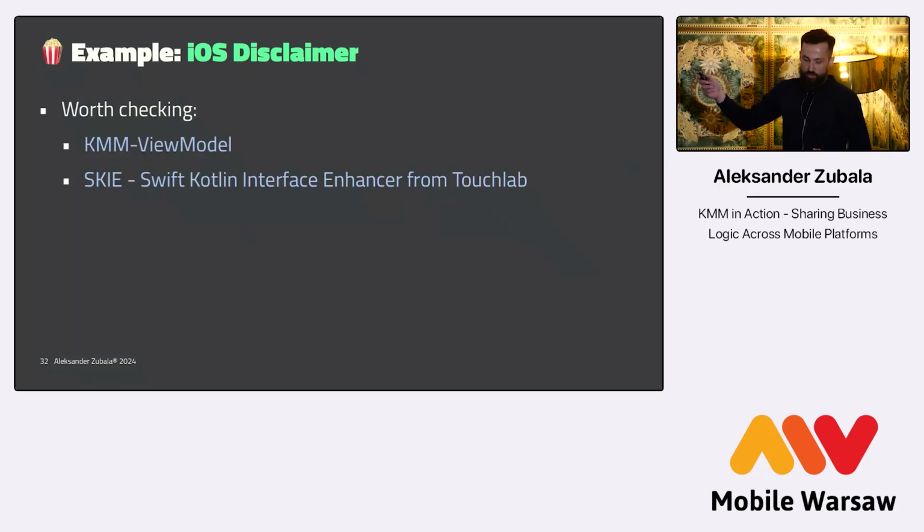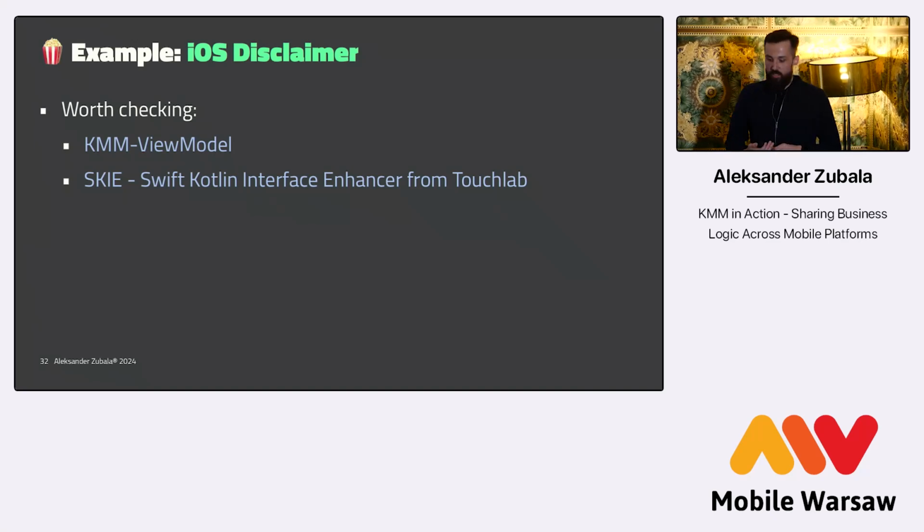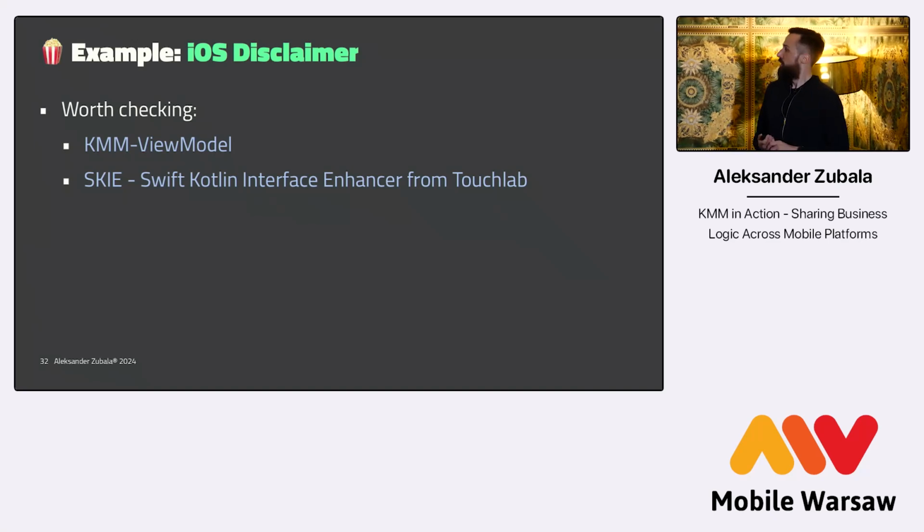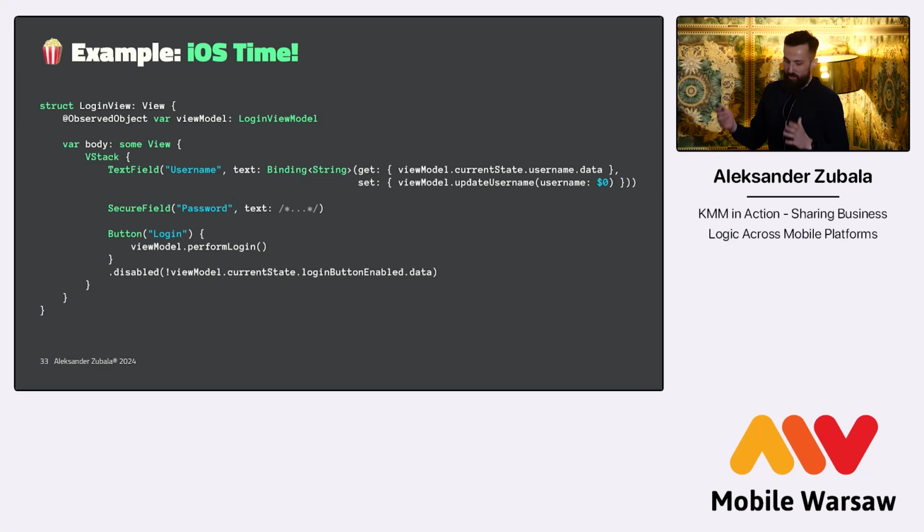I also recommend these two tools. One is for making the view models observable out of the box, so you don't need to use the code that I have in my repository. And also this SKIE, Swift Kotlin Interface Enhancer from TouchLab, is really nice. They add many things like default parameter values for methods. So definitely worth checking. So iOS time, we are back to iOS world.